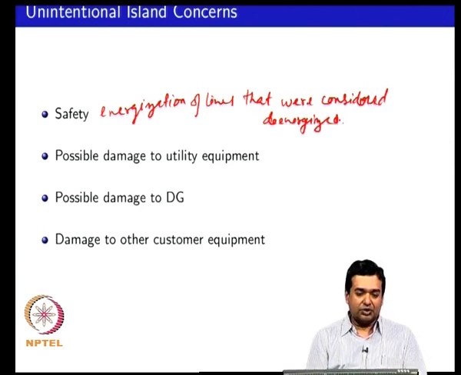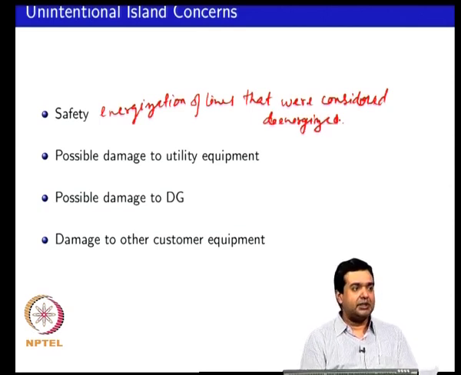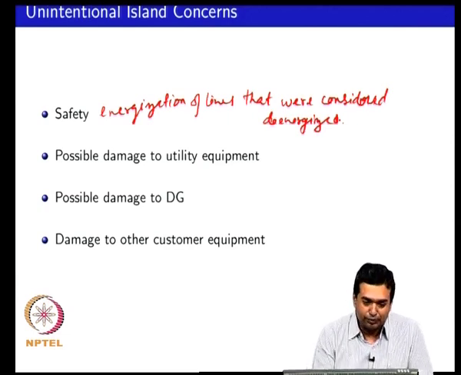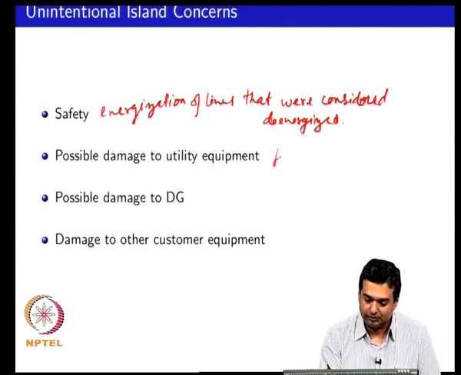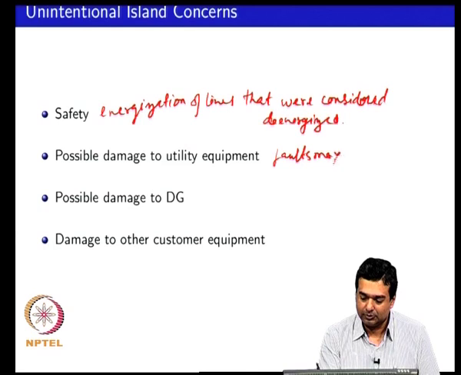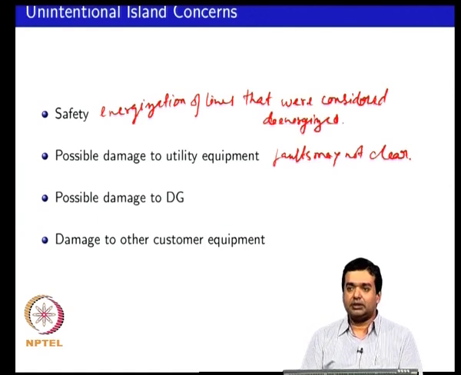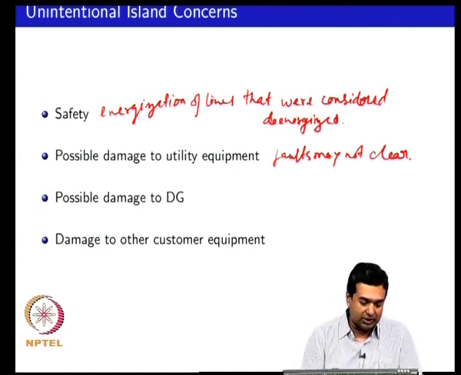Also, you can damage the utility equipment in an unintentional island, and we saw that the faults may not clear, the capability of the DG to provide fault current to trigger a protective device might be lesser than the main grid. So, you might have a change in protective coordination settings as we saw in our example. You can have sectionalizers that open under load. You also have the possibility of what people refer to as ferroresonance.